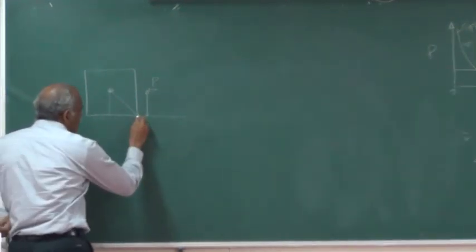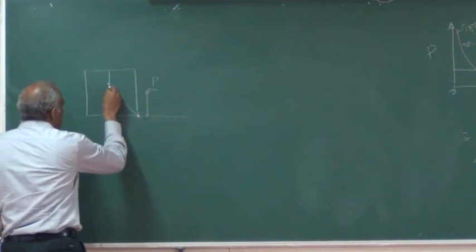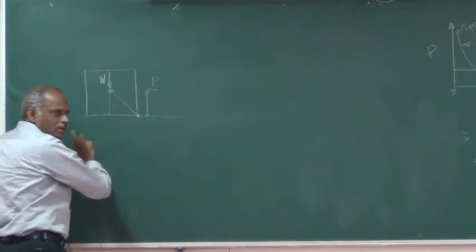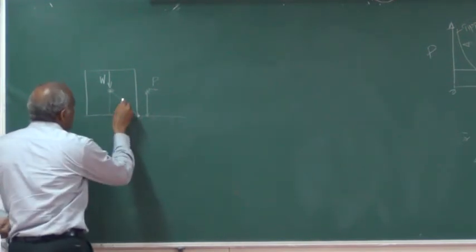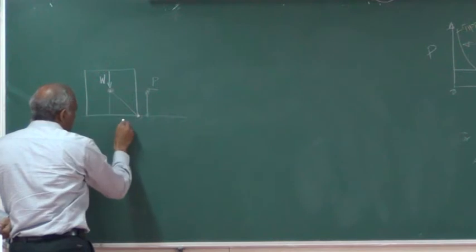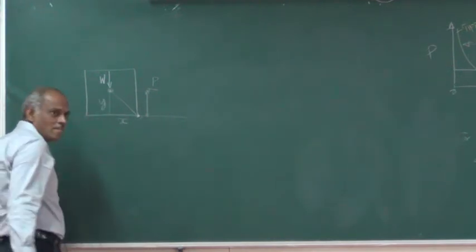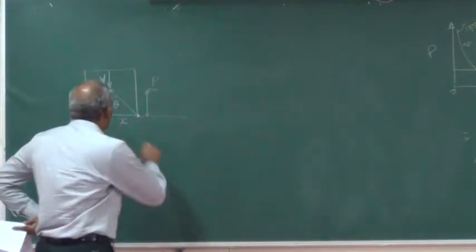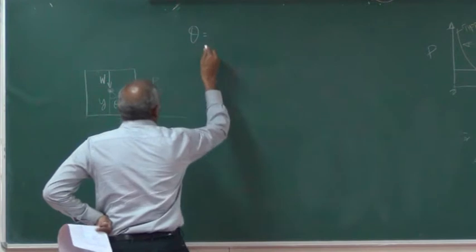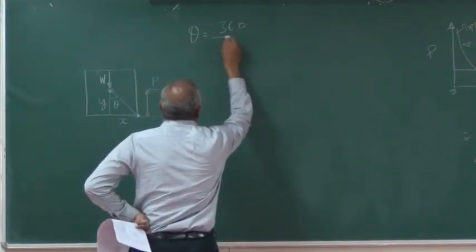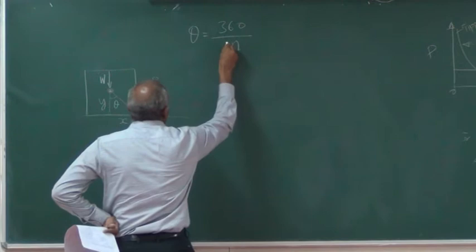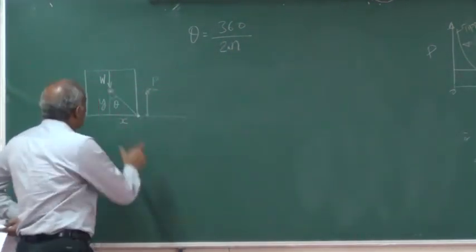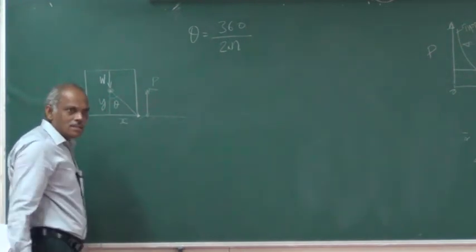You can take a moment about this point. W is going to act like this. When it is about to tip, there won't be any contact here, no reactions here. So you will have a W. This is X, this is Y. So I can generalize this angle theta. Theta is going to be 360 divided by twice the number of sides, so that will give you the angle theta.